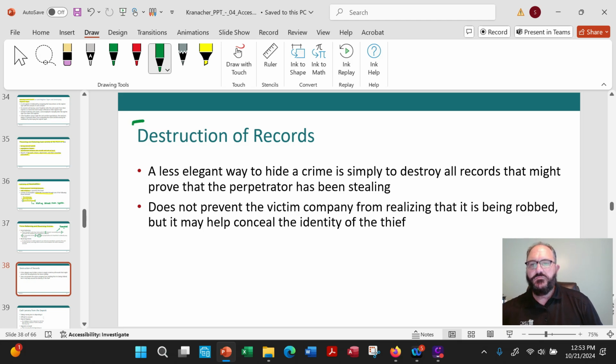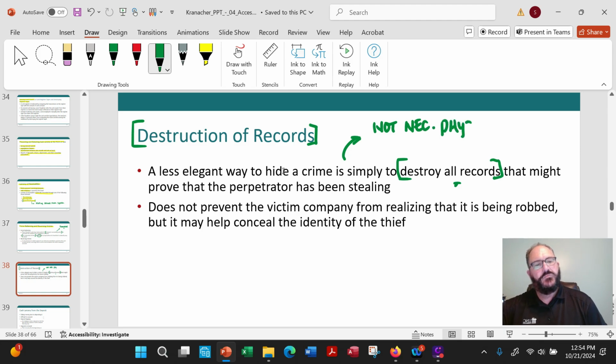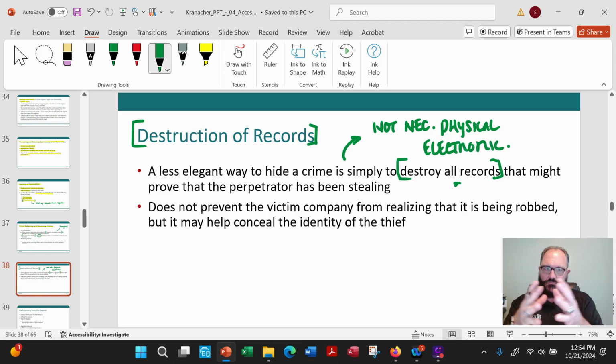Destruction. Destroy all the records. Might be, again, this is not necessarily physical records. Could be electronic. So, not like taking paper and shredding it. Okay? All right, folks, that's part 3. We'll be back with part 4 in just a minute.